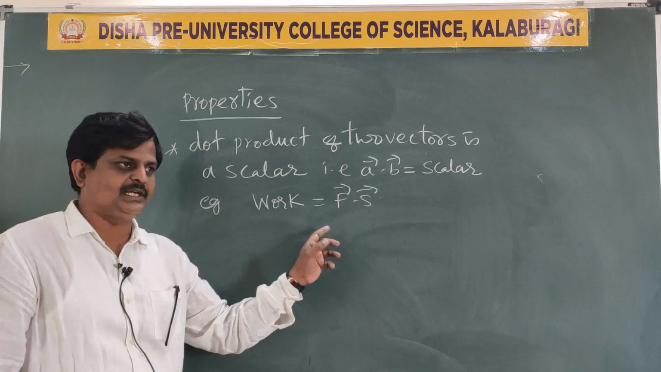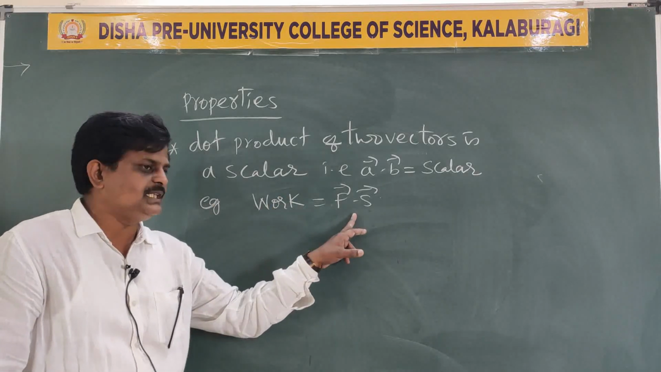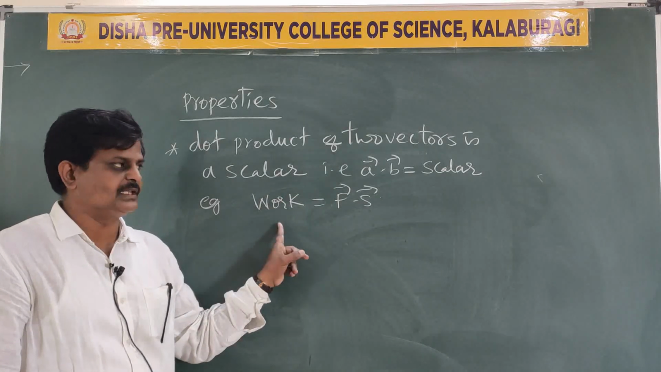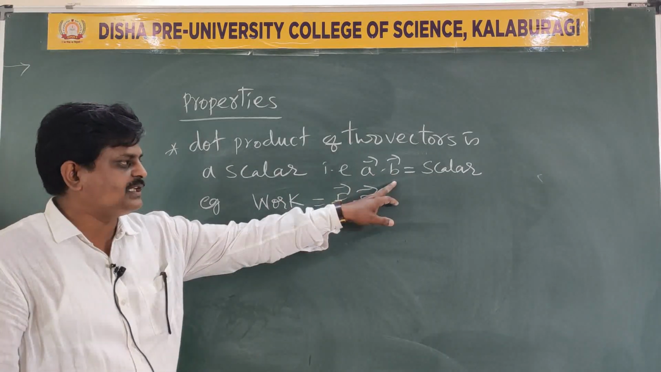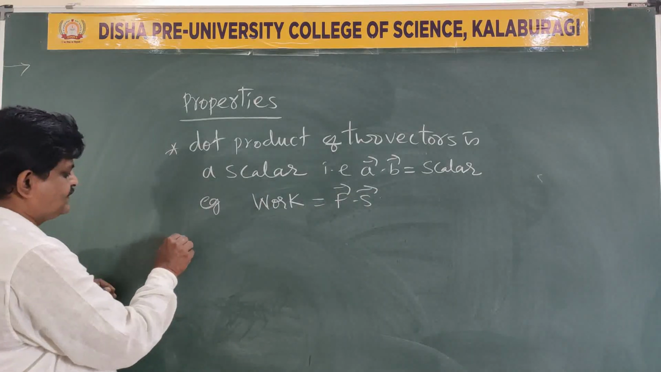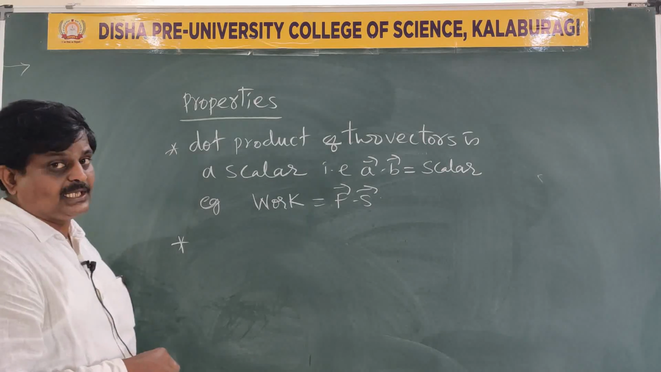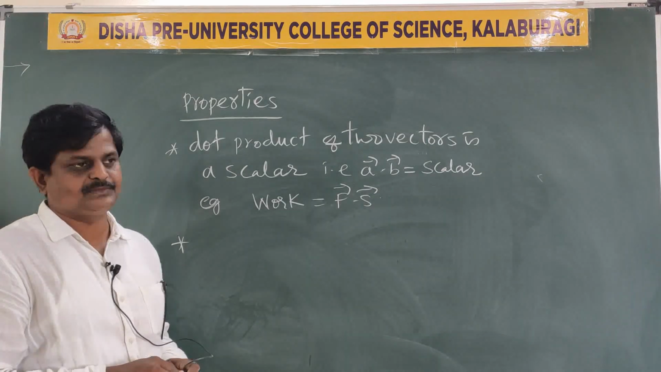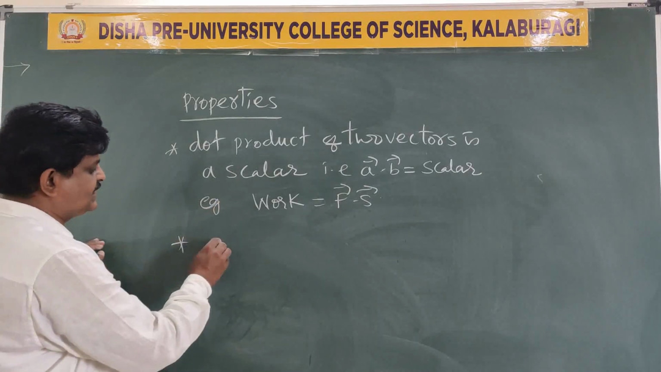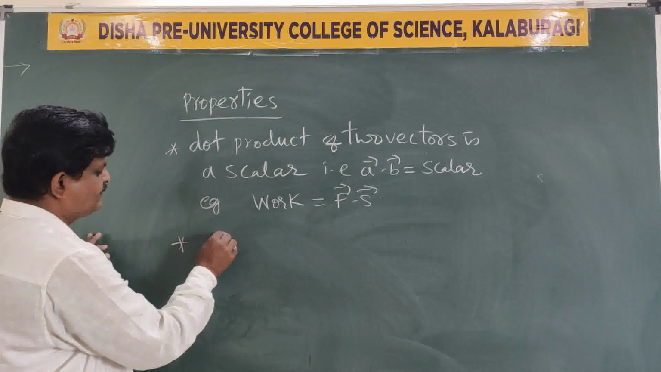But when you operate under dot, your result is going to be a scalar, which is named work. Therefore, the dot product of two vectors is what? Scalar. Next. What is theta? The angle between the vectors. So now, when does the dot product of two vectors become the maximum? Just see.